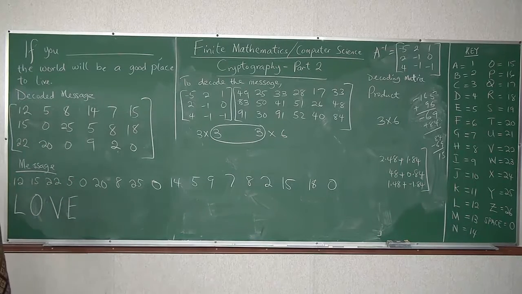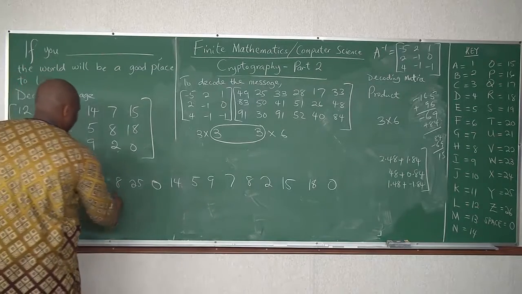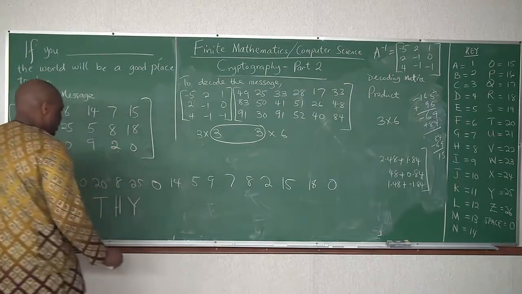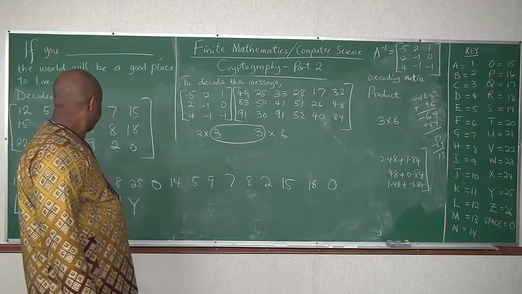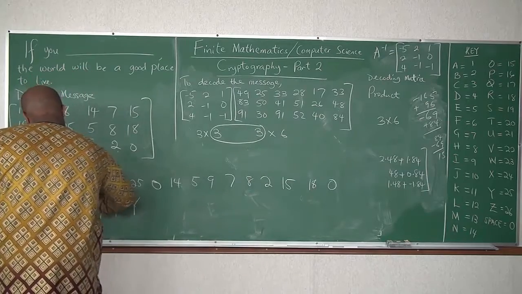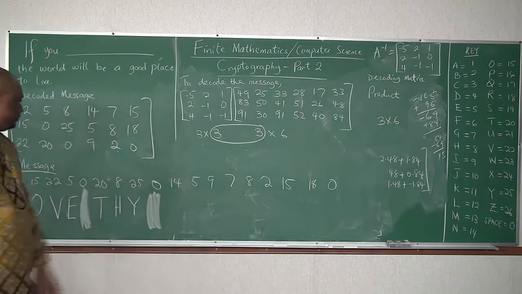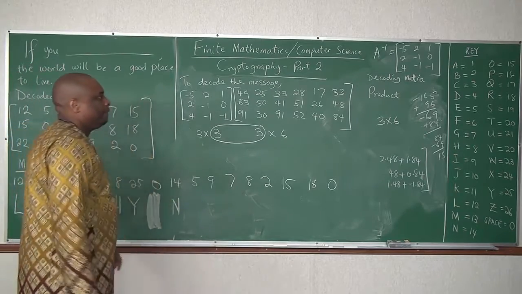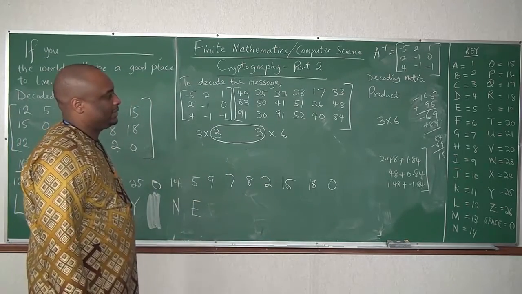So there's space here. 20 is what? 20 is T. 8 is H. 25 is Y. And there's still space here. There's a space here. 14 is N. 5 is E. 9 is I.